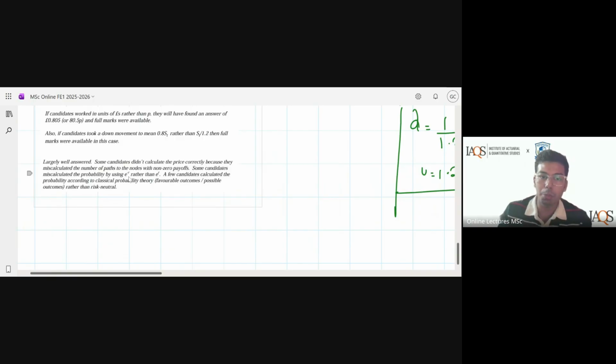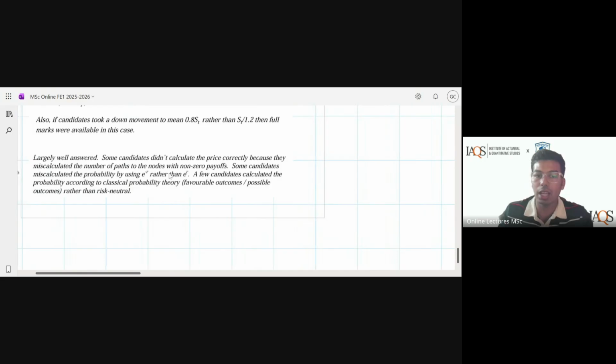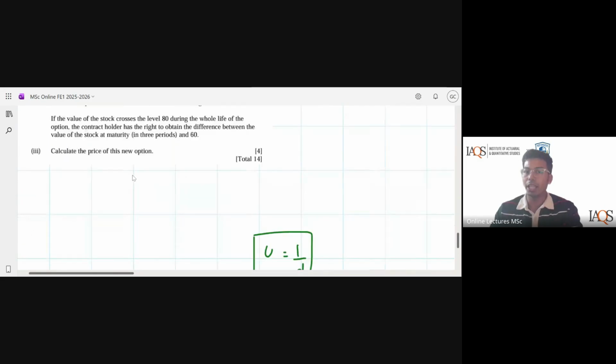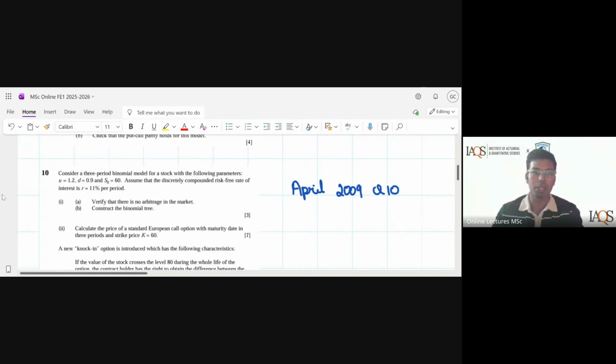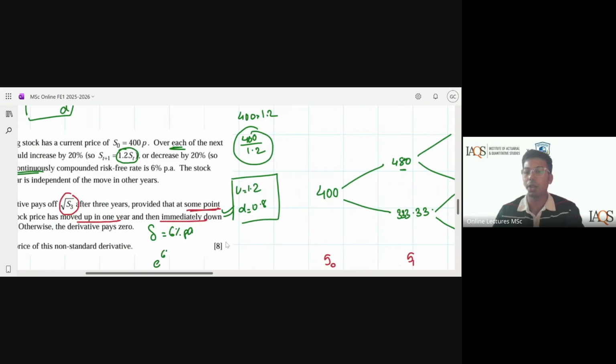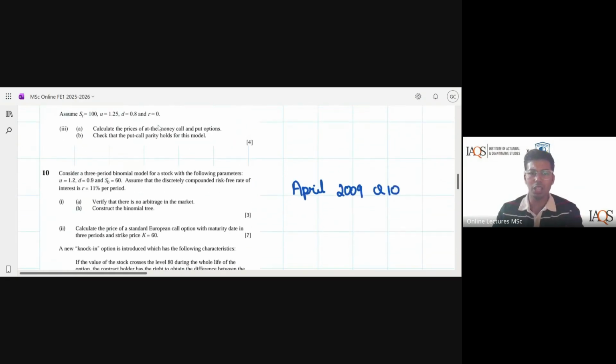Some candidates miscalculated the probability by using e raised to minus r rather than e raised to r. So your q is equal to e raised to r minus d upon u minus d. Some candidates wrote the formula as e raised to minus r minus d upon u minus d instead of e raised to positive r. A few candidates calculated the probability according to the classical probability theory rather than risk neutral. So they actually saw how many ever times it is going up. They saw it the real-world way rather than the formula approach, which is fine. Any questions? Good sum. This was an 8-marker question, by the way. Fairly straightforward.